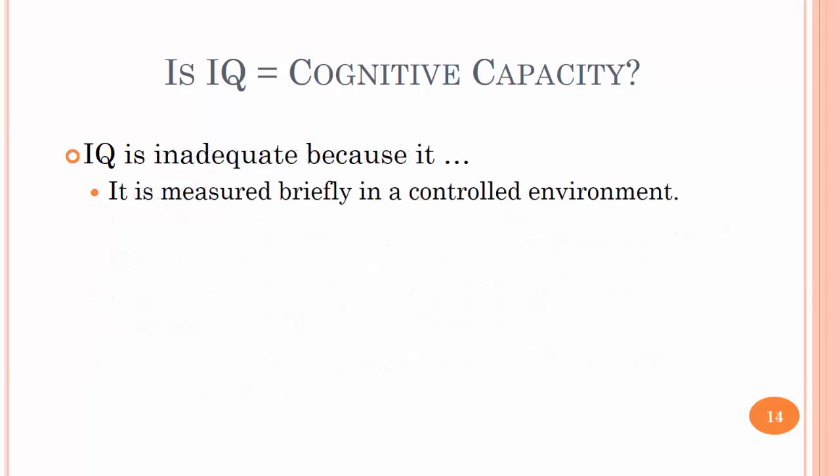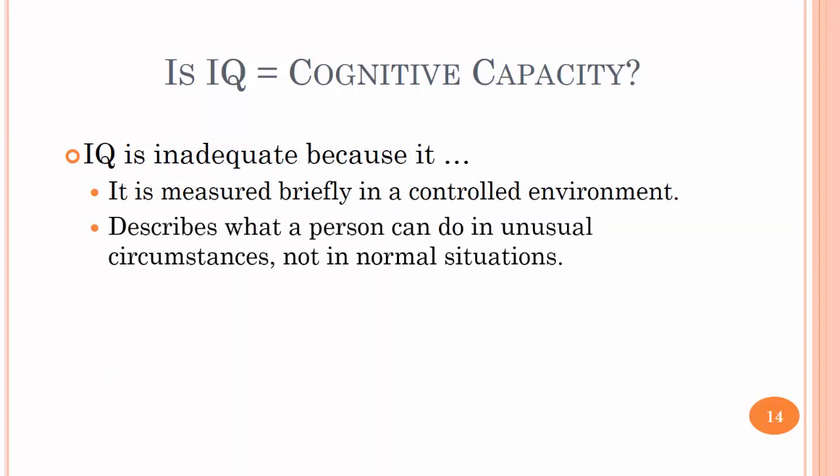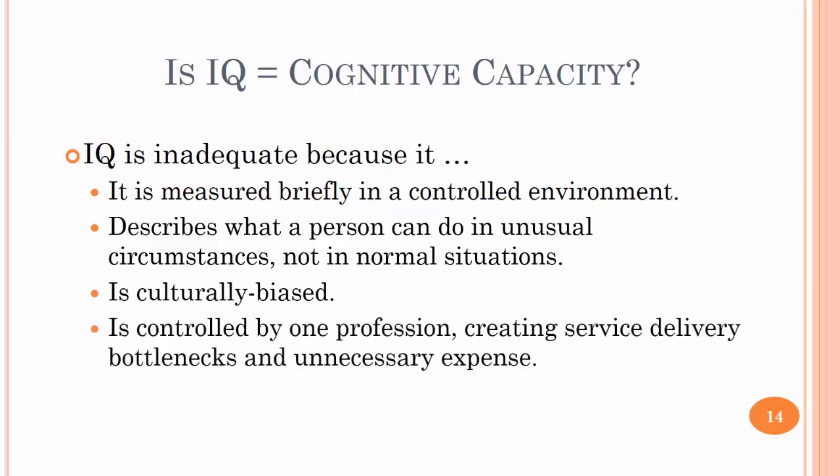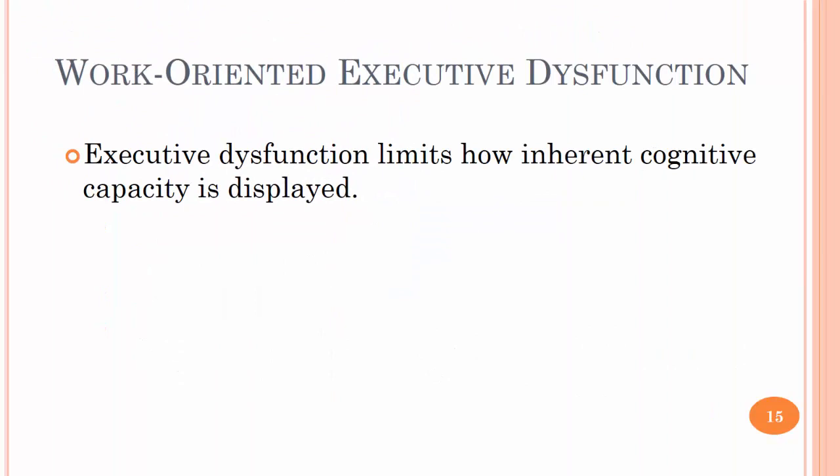But IQ is inadequate because it's measured briefly in a controlled environment. It describes what a person can do in unusual circumstances, not in normal situations. It's culturally biased. And it's controlled by one profession, creating service delivery bottlenecks and unnecessary expense. And so one response to this is to take a look at work-oriented executive dysfunction. Executive dysfunction limits how inherent cognitive capacity is displayed in the world of work.